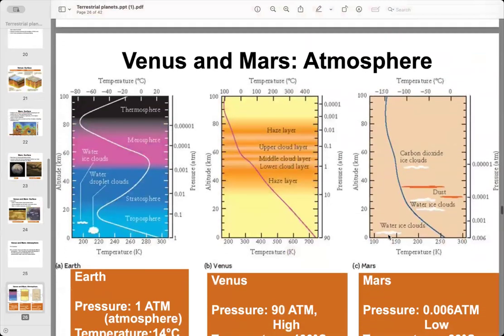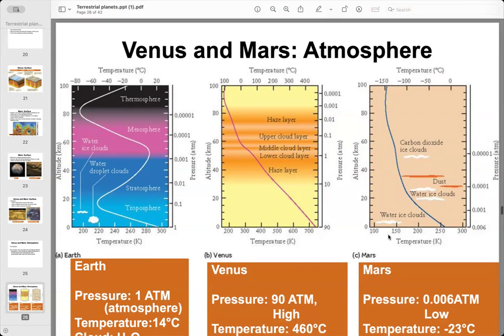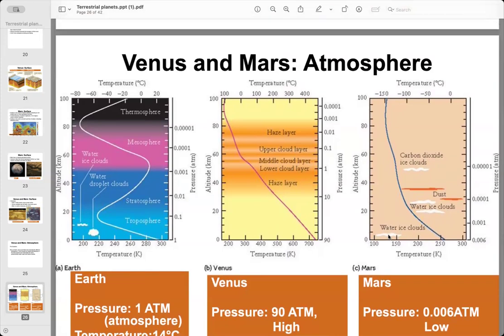Let's talk about the atmospheres of Earth, Venus, and Mars and compare and contrast them. So first thing to note is the temperature variation. Earth has this very interesting temperature variation: starting from the surface going up, the temperature first drops, then it rises, then it drops, then it rises again. So there are four layers: troposphere, stratosphere, mesosphere, thermosphere. And it extends to about 100 kilometers.